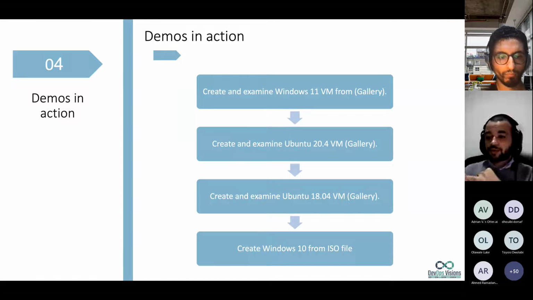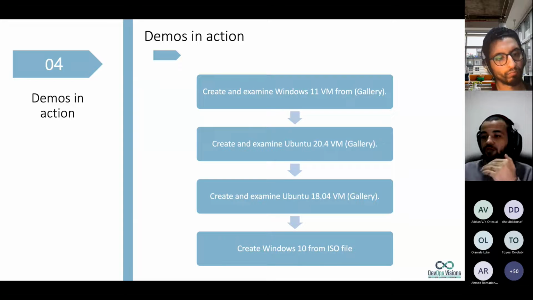Then we will examine an Ubuntu virtual machine from the gallery. To explore more, we will have different versions and explore the difference between Ubuntu 20.04 and 18.04, with a demo for each. And at the end, to explore more about virtualization, we will create a Windows 10 machine from an ISO, which gives us the ability to create the virtual machine from scratch.